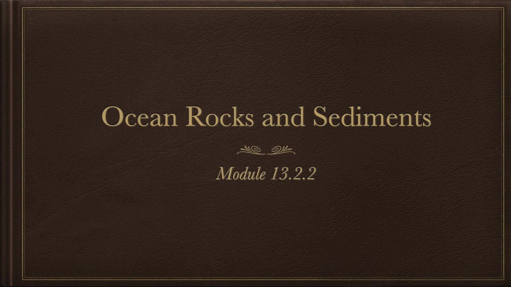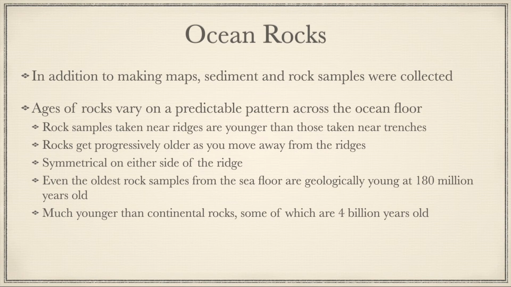Ocean rocks and sediments. So in addition to making maps, sediment and rock samples were also collected as we were mapping the ocean floor and collecting all this data. The ages of rocks vary on a predictable pattern across the ocean floor. So we have this predictable pattern of ages for these rocks. And what is that pattern?